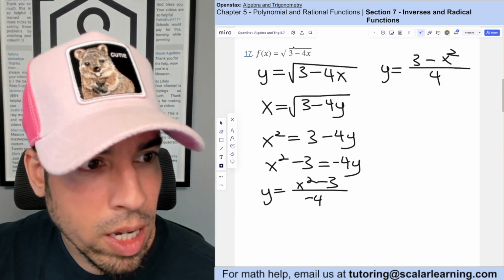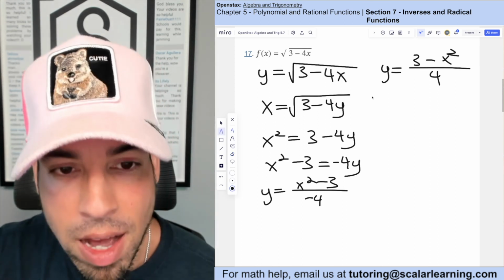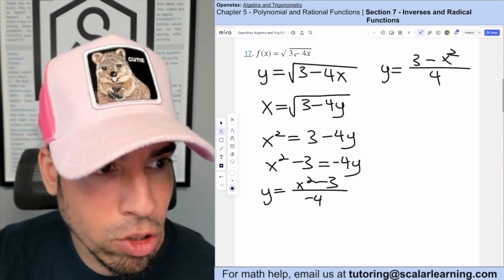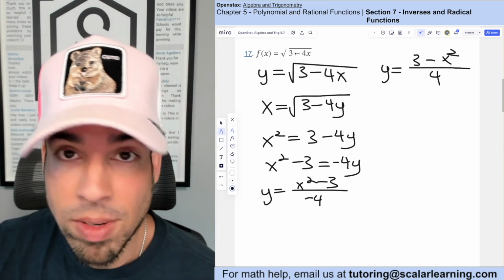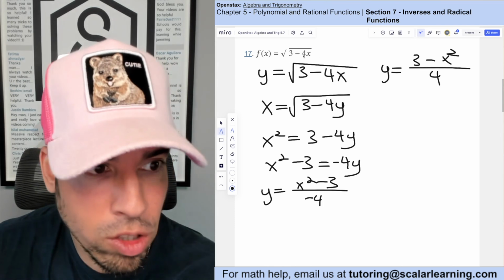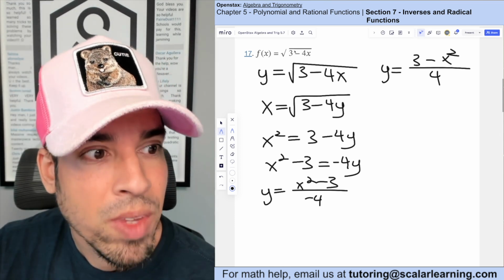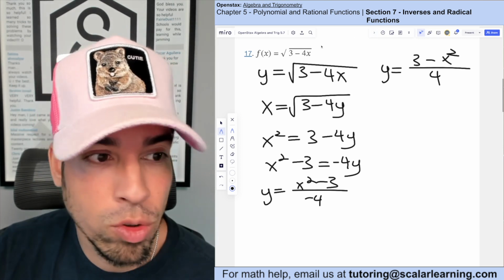And the way we want to do that is we want to take the range that we have in here and apply that as the domain of the inverse. So what is the range of f of x? Well, since it's a radical, the lowest this is going to go is 0 when x is 3/4. And then you can't go lower than that because we're not taking the square root of a negative. So the range here is from 0 up to infinity, right?